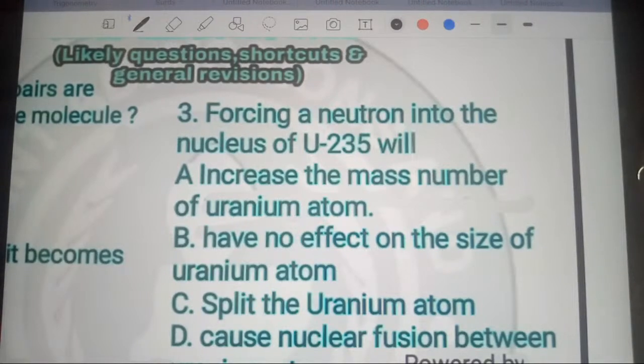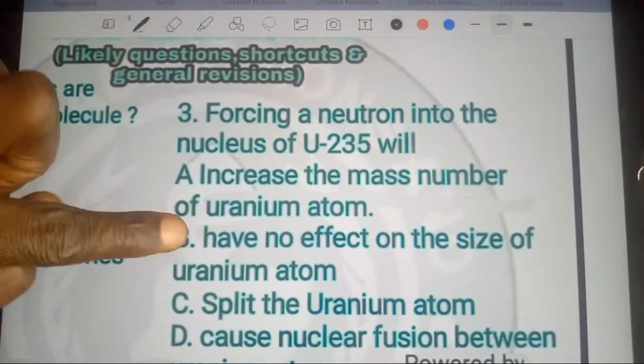Do you know what happens? They ended up splitting atoms. And that is what the question is asking you here. Forcing a neutron into the nucleus of uranium-235 will increase the mass number? No. It has no effect on the size of the uranium atom? No. The correct answer is C. It will split the uranium atom, and that is what we call nuclear fission.